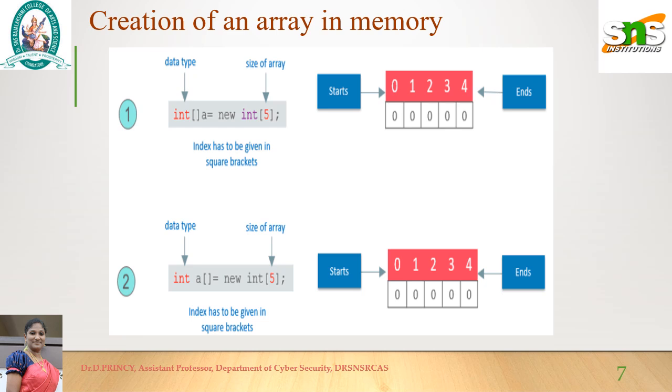Creation of an array in memory. After creating the memory for that array, it is allocated continuous memory locations based on the subscription. 0 to 4 is the subscription value. It is an integer type. The default value is 0, 0, 0. After you assign the values, they will replace the defaults in the memory location.